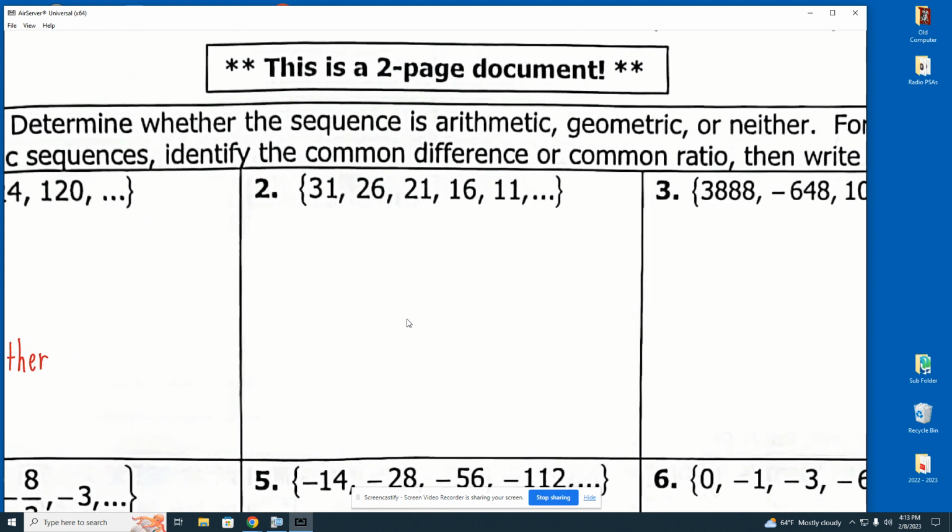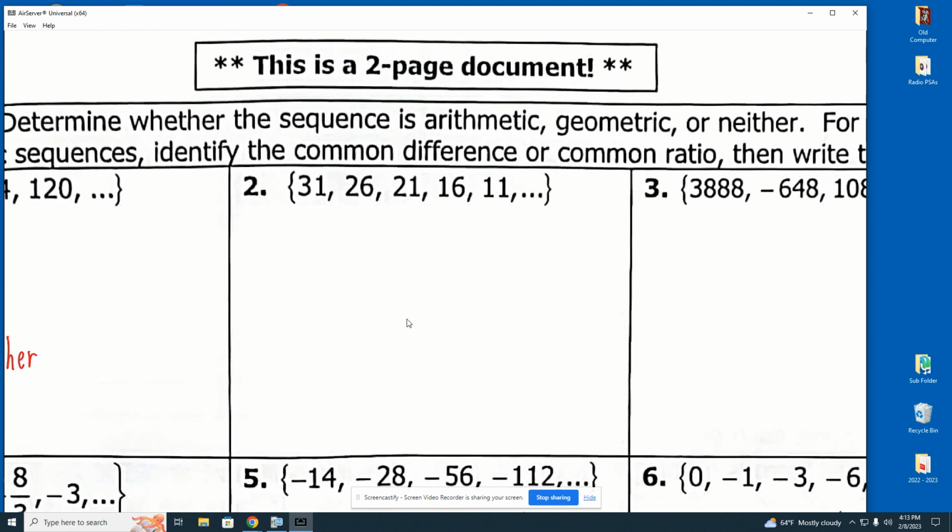All right, but if I look at number 2, it's going down. So initially, I think, well, this thing must be arithmetic. So let's see if we can find a common difference. I take my second term, 26, and I subtract my first term, 31. 26 minus 31 is negative 5. So is that what it's doing every time? Does 26 minus 5 equal 21? Yeah. 21 minus 5 is 16? Yes, there it is. It's definitely arithmetic.